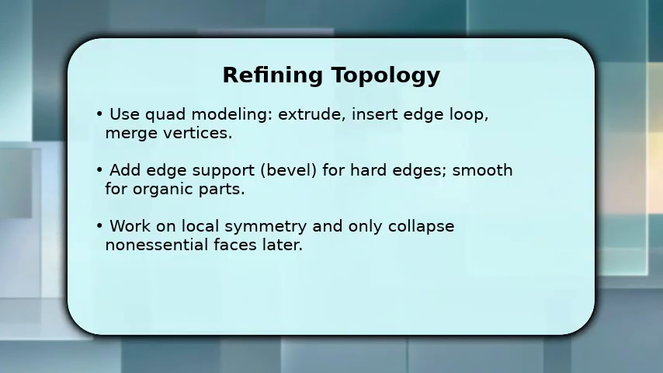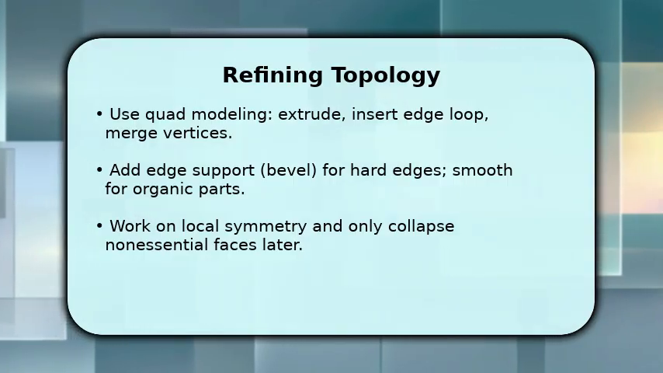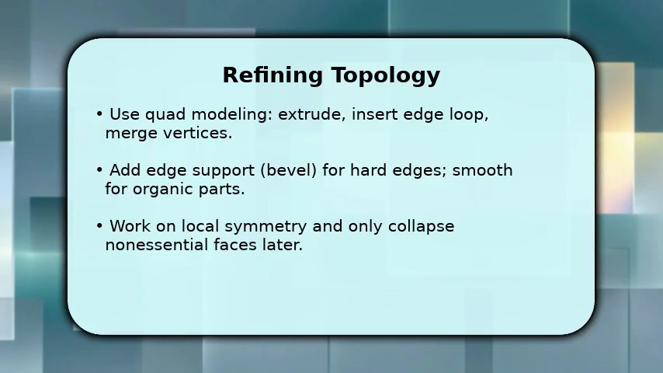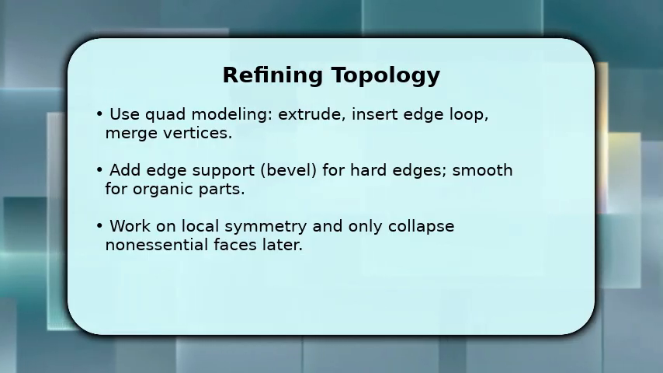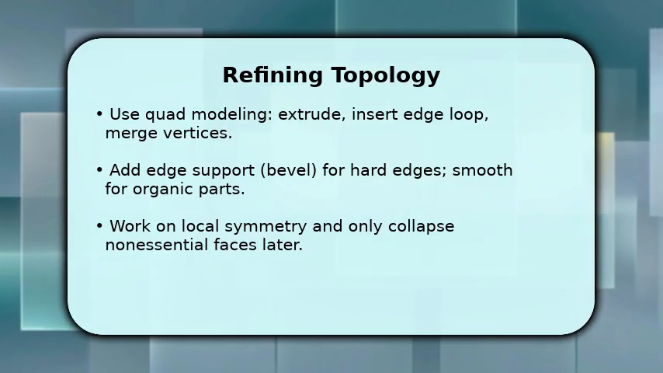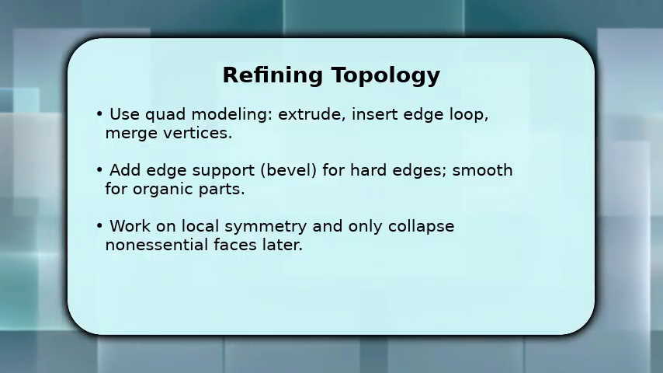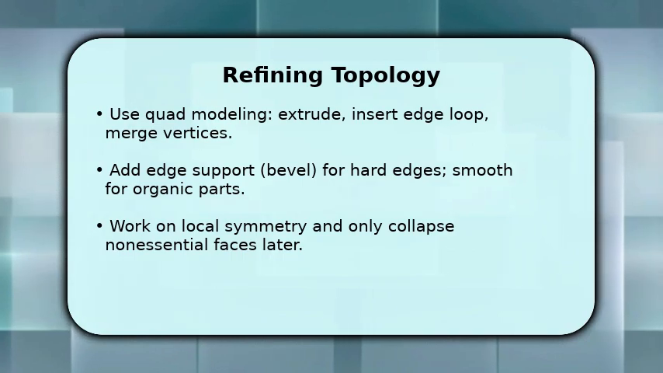For hard surfaces, add bevels to support edges before smoothing. For organic curves, rely on smooth and relaxed edge flow. Make sure to model with symmetry enabled where possible. Once the main form reads correctly, you can collapse mirrored history and manually tweak asymmetry for realism.